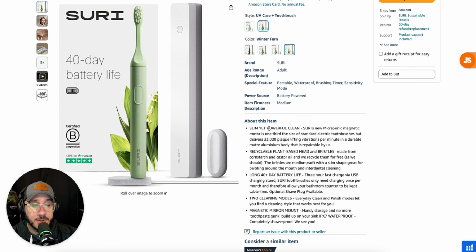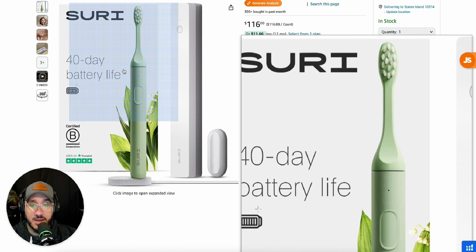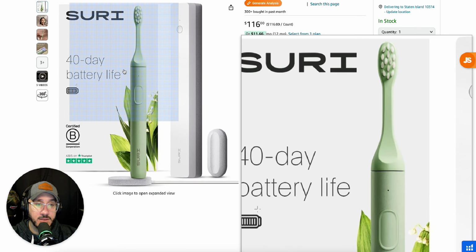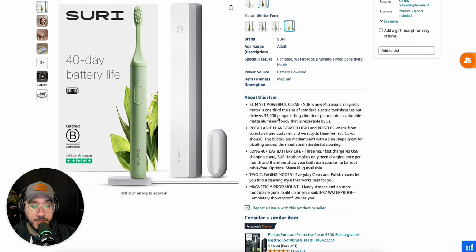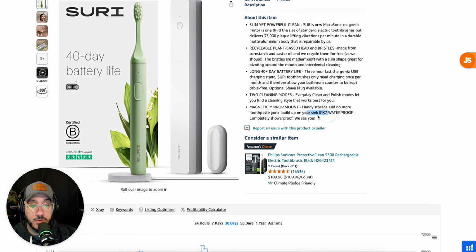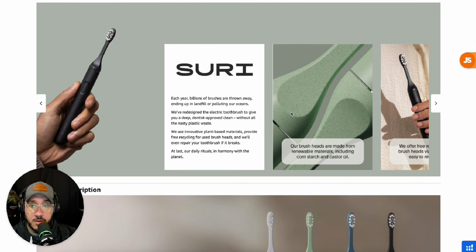Slim, yet powerful clean. All right. Recyclable. Okay. So it's really leaning into the recyclable, eco-friendly thing, but it's not saying that here. It doesn't say sustainable. Everything you say here, sustainable sonic toothbrush. Why is that not on your packaging? You with UV cleaning case. Why is that not on your packaging? Based head. So there's only one head, it looks like. Okay. It's waterproof, completely showerproof. We see you. Creepy. Brand story module.